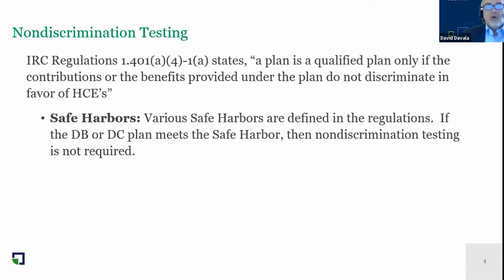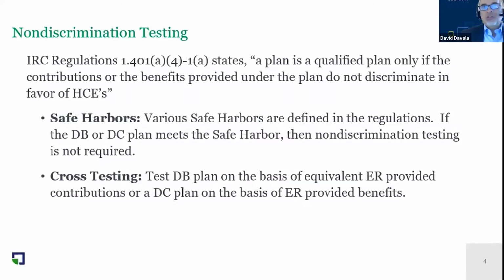Safe harbors. There are safe harbors that can be used to avoid non-discrimination testing. So if your plan is designed as in the regulation, you don't have to do the testing. Cross-testing. Cross-testing is when you test a defined benefit plan on the basis of equivalent employer-provided contributions, or a defined contribution plan on the basis of employer-provided benefits. Another way to say this is test a DB plan as a DC plan, or a DC plan as a DB plan. And we'll see this in the examples.